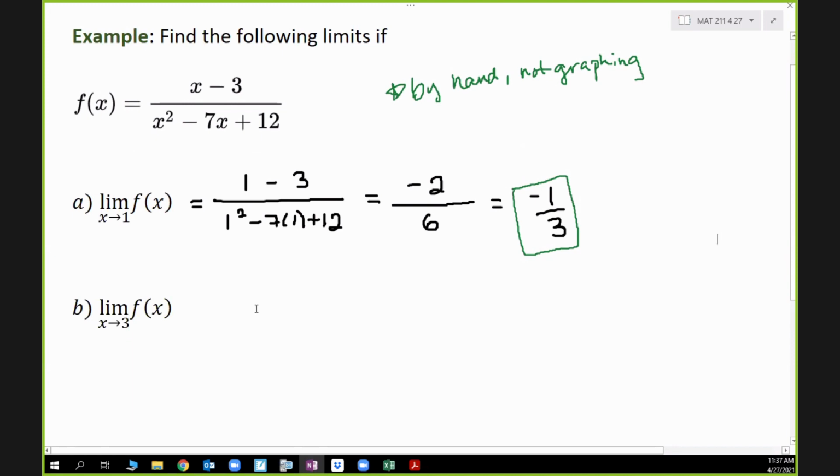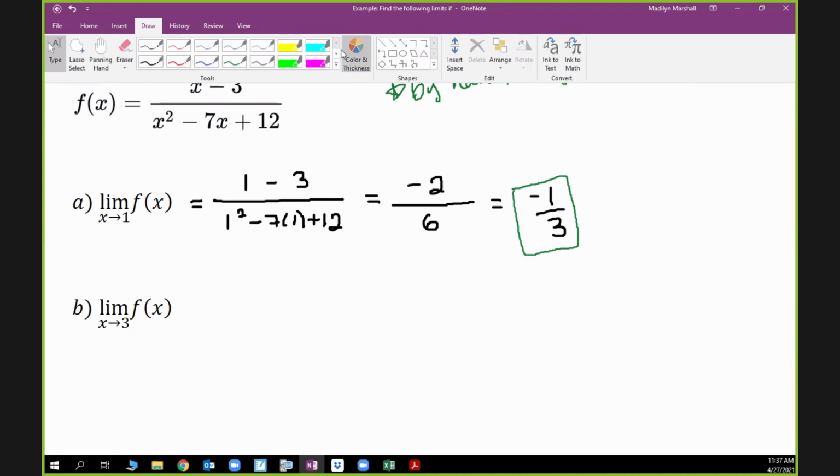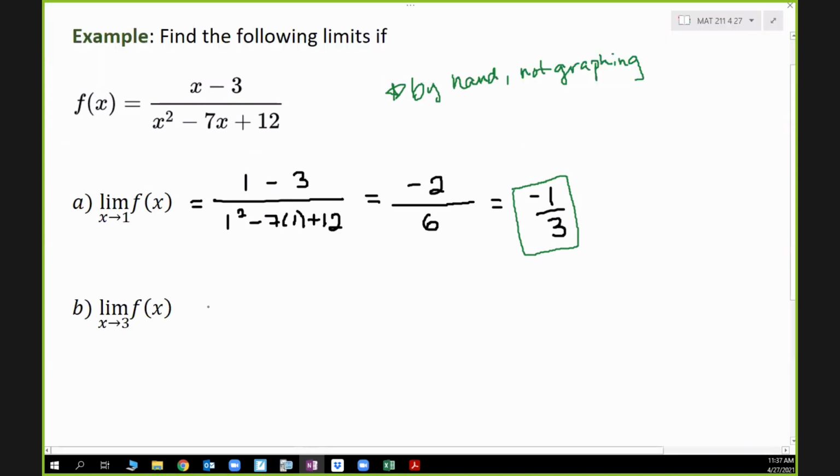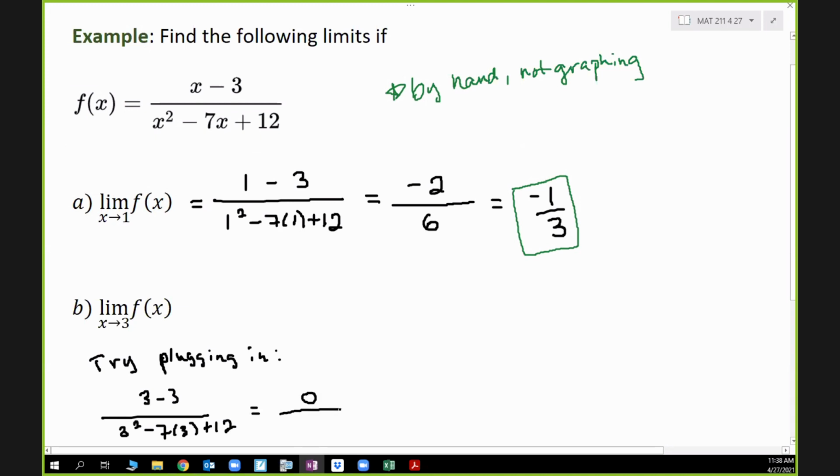Zero on the numerator. Is 0 in the numerator. So if we try plugging it in just for fun to see what happens, we'll get 3e minus 3 over 3 squared minus 7 times 3 plus 12. So that is definitely 0 in the numerator. In the bottom, we get 9 minus 21 plus 12, which is also 0. This doesn't work.